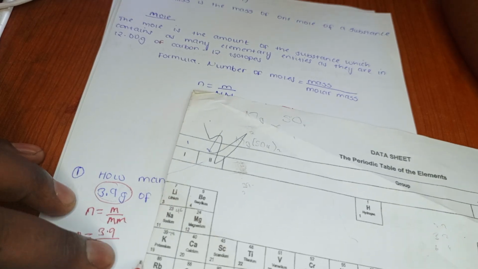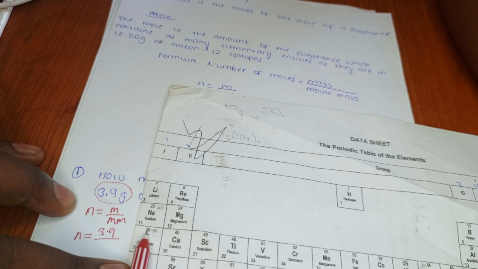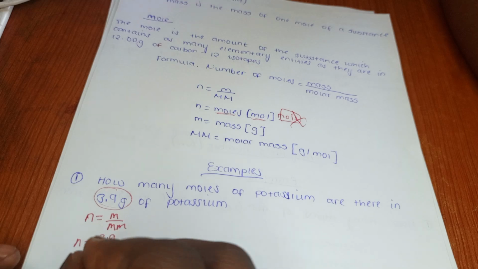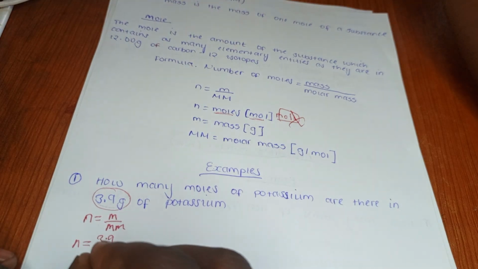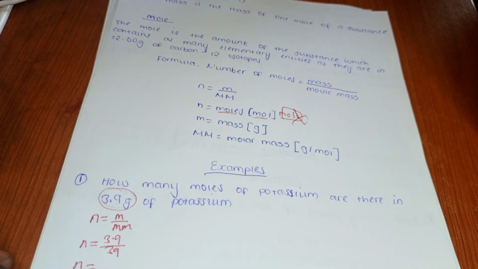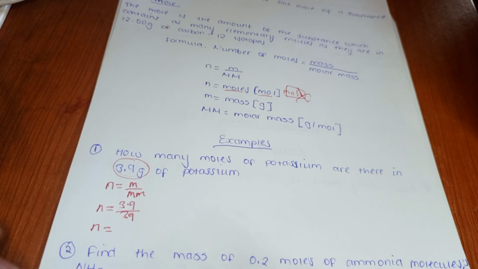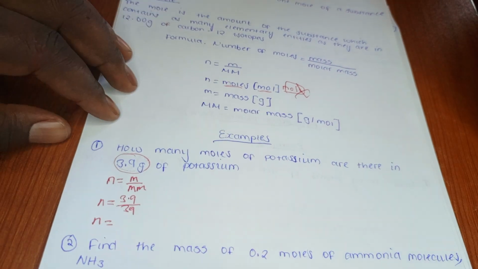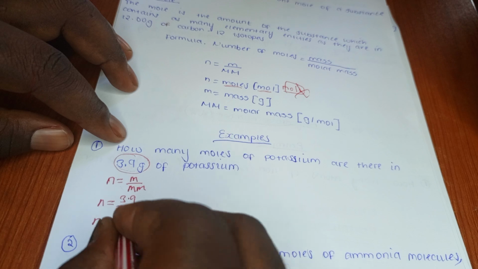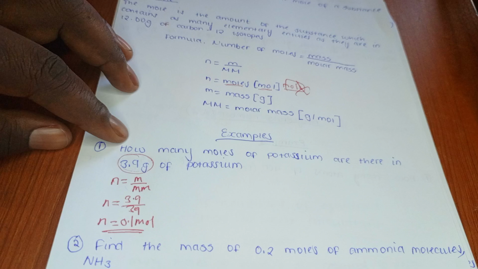The number on top for potassium. Potassium is in group 1. So as you can see, say potassium. We get this number here on top, which is 39. So the mass number for potassium is 39. So we'll get 39 here. Then now we divide, number of moles is equal to 3.9 divided by 39, and the answer is 0.1. So the answer is 0.1 mole as a final answer for this question.